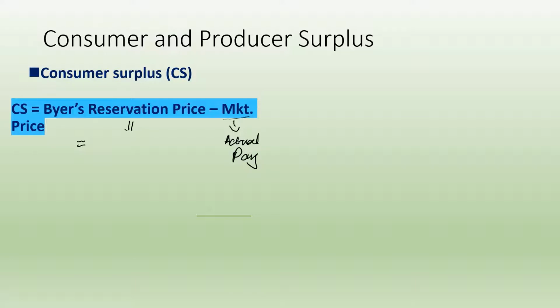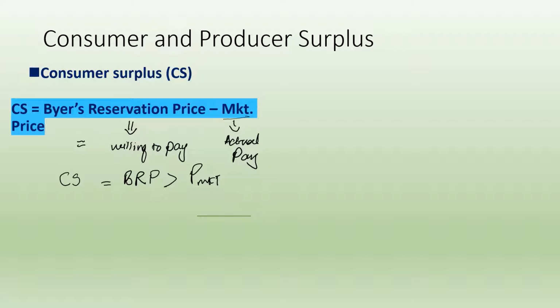And what is the reservation price? This is the price which the consumer is willing to pay. So the consumer can enjoy a positive surplus if the maximum price, the buyer's reservation price, is higher than the price he is actually paying, which is the market price. Okay, so if this is the case, then the consumer is going to enjoy a surplus.